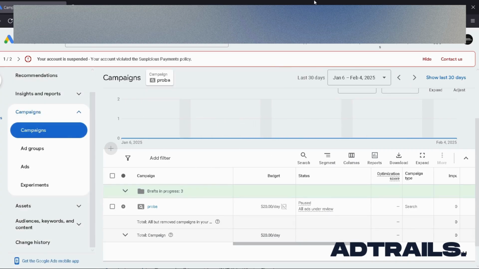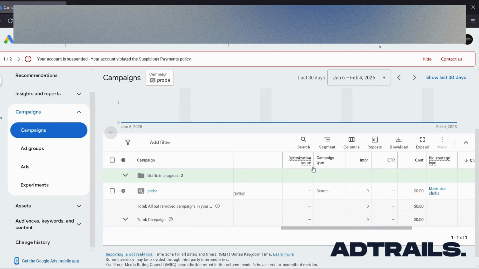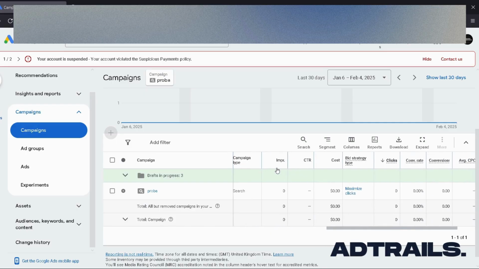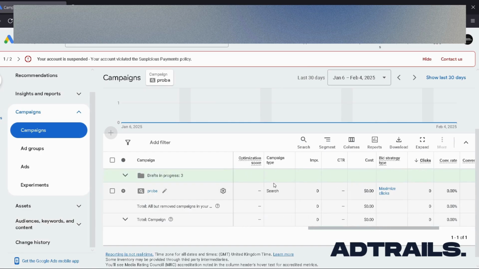So as you can see, my account is suspended here as always, and as for every tutorial as well. We'll skip that. So take a look at this one here. You're at a campaign level, and now we have some basic metrics such as budget, status, optimization score, campaign type, impressions, CTR, which is also known as click-through rate. I already explained that in a previous video. Cost, bid strategy, clicks, conversion rate, conversions, average CPC, and cost per conversion. And this one here is also known as ROAS, return on ad spend.